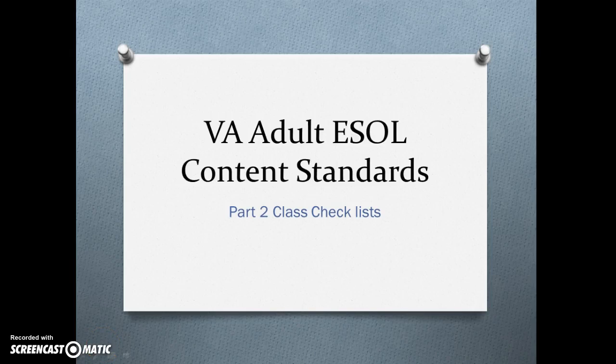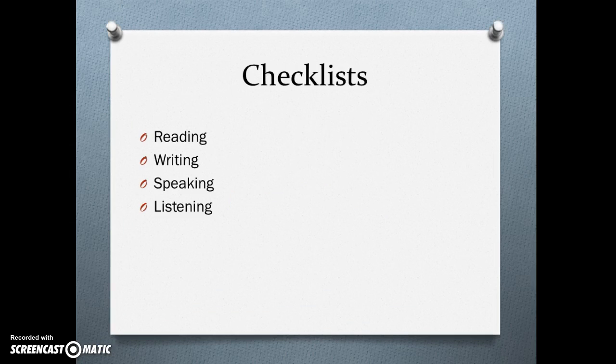This video is about the Virginia Adult ESOL Content Standards class checklists. We have content standards checklists for all 4 language skills. The checklists are handy because they allow you to document student progress throughout the term. They provide the content standards in an abbreviated format that fits on one page. We'll see an example of it in just a moment.